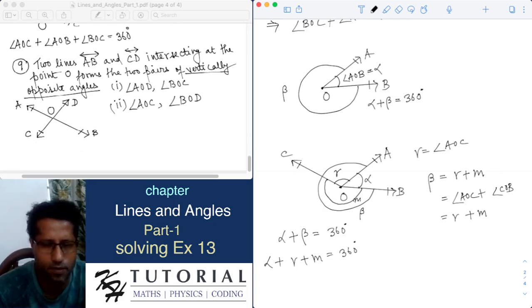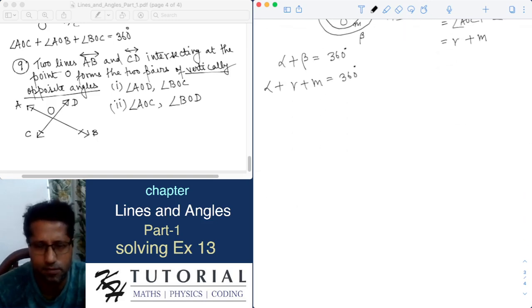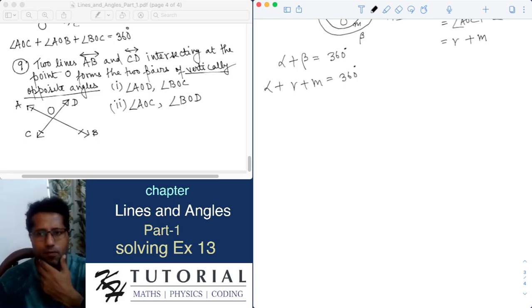There is one very important property of angles, which is vertically opposite angles. Now what are vertically opposite angles? When two lines AB and CD intersect at a point O, we have two lines and they intersect at a point O, then two pairs of vertically opposite angles are formed. If you see the figure, we have the line AB and the line CD, they intersect at the point O. Then it is creating two pairs of vertically opposite angles.